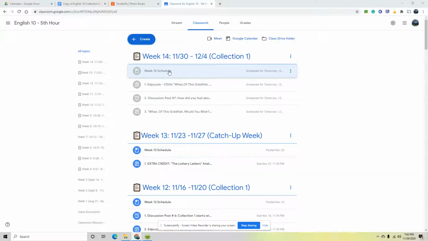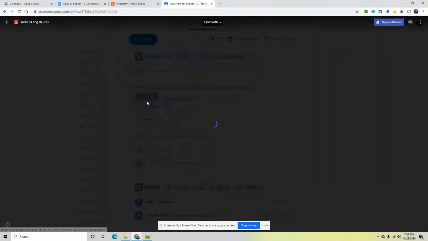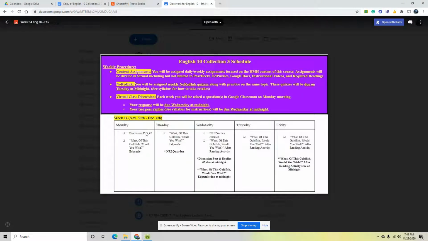Let's take a look at your schedule for the week. It's not a very full week. We have a discussion post as normal, released to you on Monday, due Wednesday with your post and your replies. And then an Edpuzzle. You're probably going to want to watch the Edpuzzle before you jump into the discussion post. So we'll cover that, but they're both due on the same day.